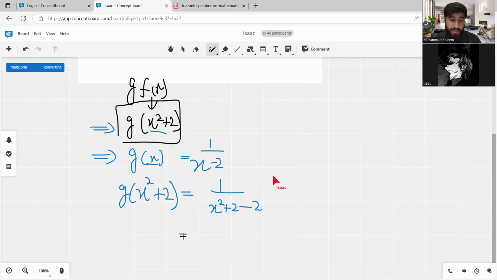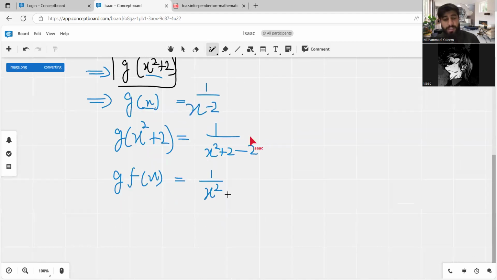Isaac, are you getting it? We already did this stuff. So it will be 1 over x square, right? It means that I got g of f of x is equal to 1 over x square. And they said that this is equal to 4. It means that 1 over x square is equal to 4.